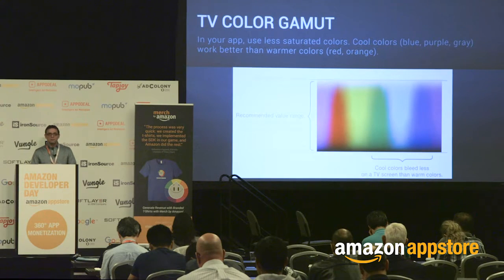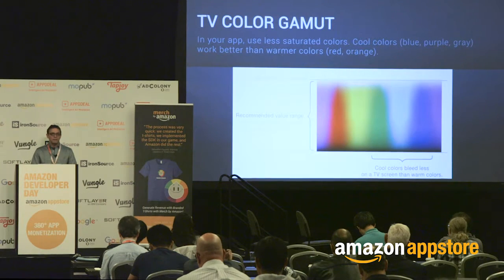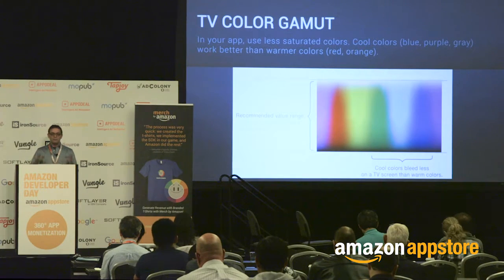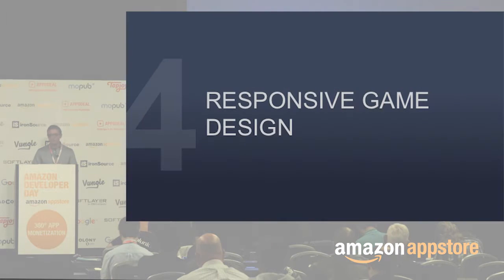And cool colors like blue or gray or purple, these definitely work better than warmer colors like orange or red, which have a tendency to bleed across the screen. So a good rule of thumb is just avoid oversaturated colors. Basically, if you keep your RGB values below 235 and you avoid broad areas of white, bright white, or off-white.